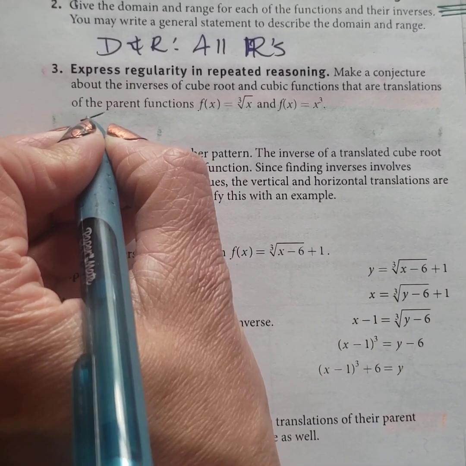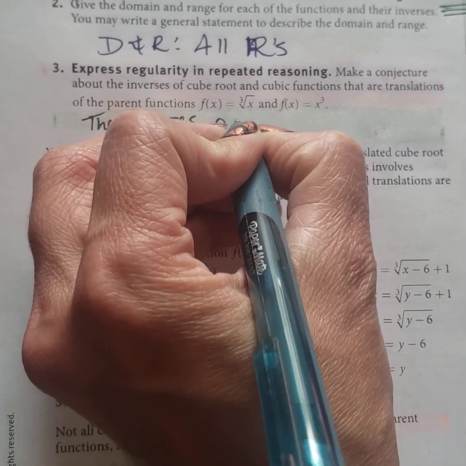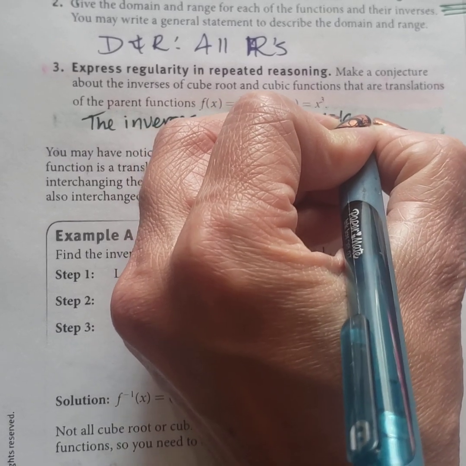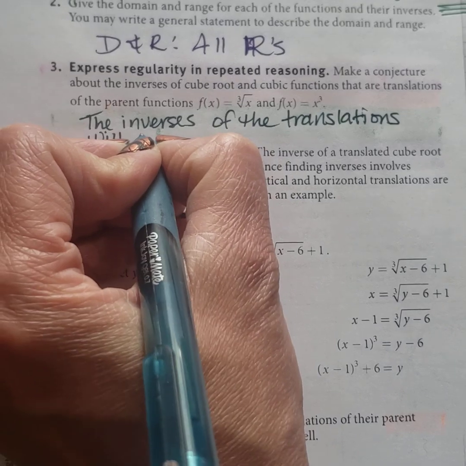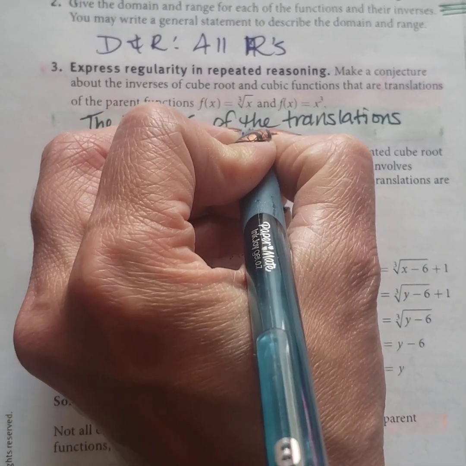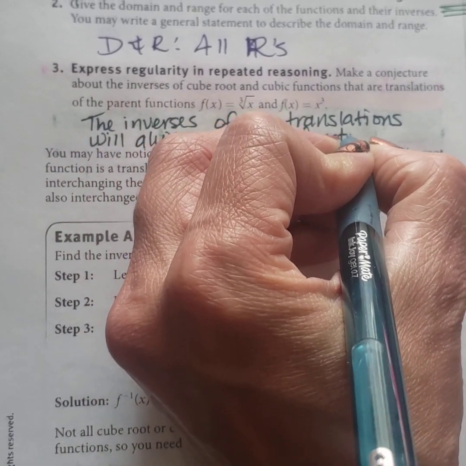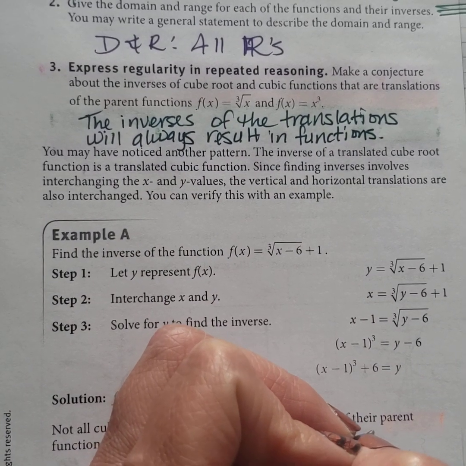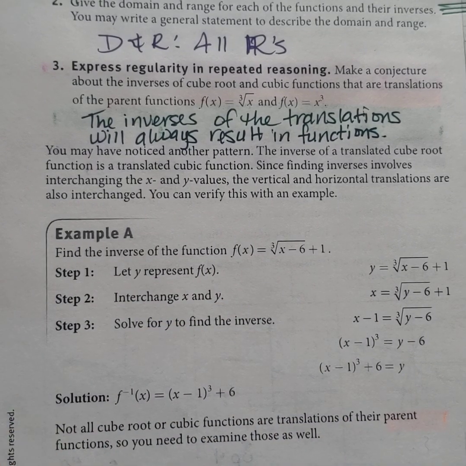So we can say the inverses of the translations will always result in functions. So no matter where we move them, up, down, left, or right, anywhere on the graph, they will still be a function. It will still pass the vertical and horizontal line test. They'll still be one-to-one.